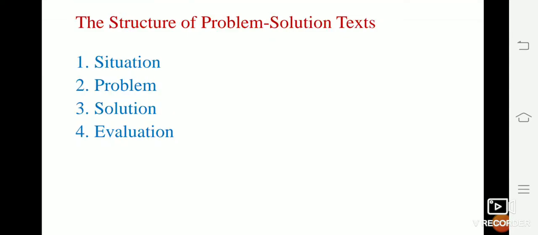So yeah, this is the structure of problem solution text. First we talk about the situation, and then we talk about the problem. We talk about the solution, and then we evaluate. We talk about the evaluation. Okay. All right. So this is the structure: situation, problem, solution, and evaluation. Okay, right.